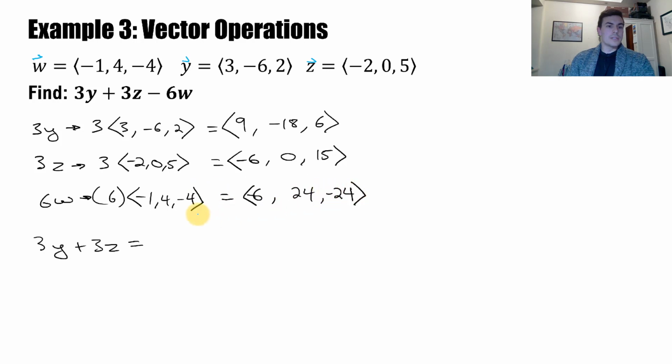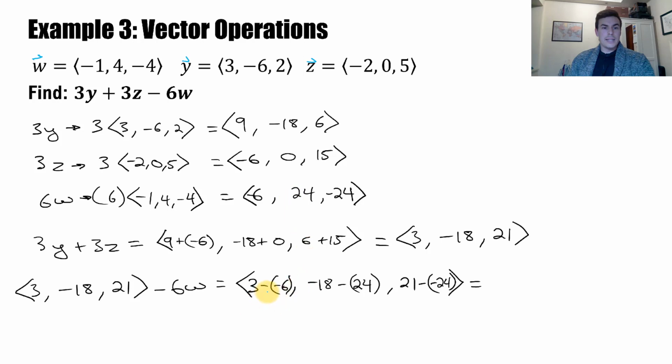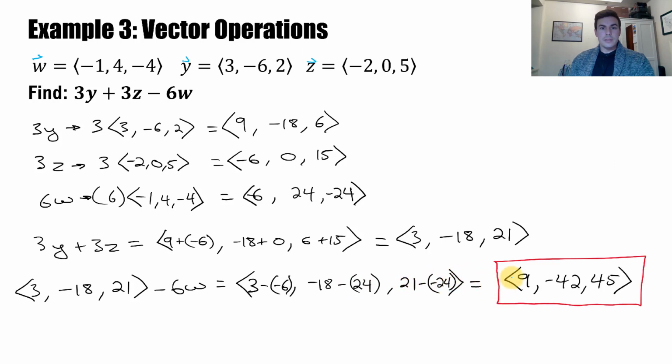So then 3y plus 3z, just doing the first part of this equation here, working from left to right, that's going to be 9 plus -6, and -18 plus 0, and 6 plus 15. That simplifies to 3, -18, 21. And from there, we can take this vector and we can subtract 6w, which we found up here. So that's going to look like 3 minus -6, -18 minus 24, and 21 minus -24. And that's going to give us a final vector of 9, -42, and 45.